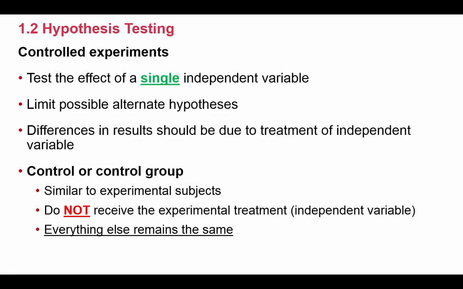Then at the bottom of the screen, a vocabulary term is a control or a control group. A control or a control group is going to be something that stays the same. The control group is the group that does not receive the independent variable. A control in an experiment is something that remains the same.